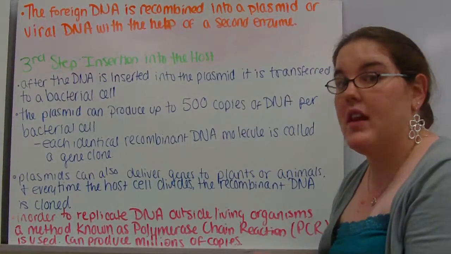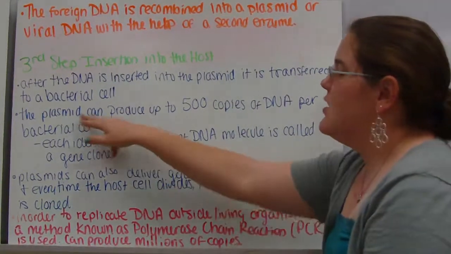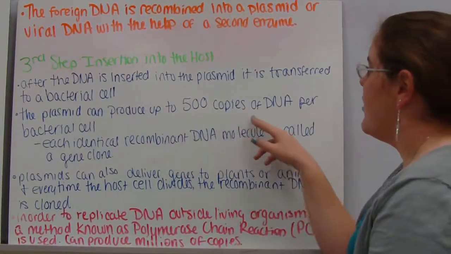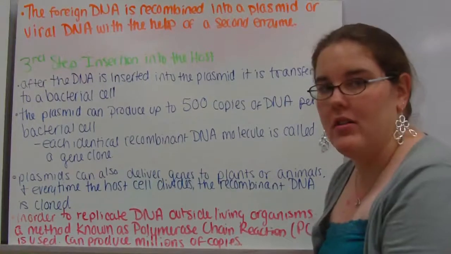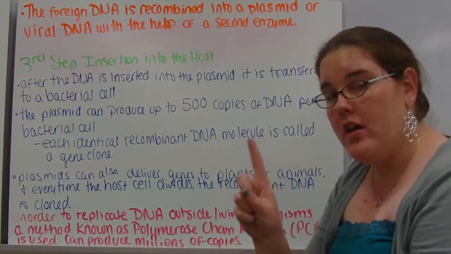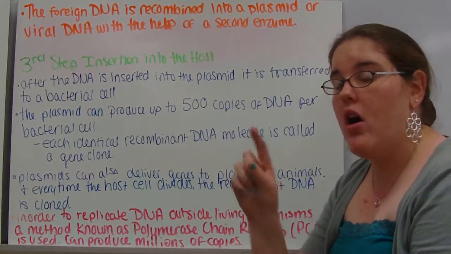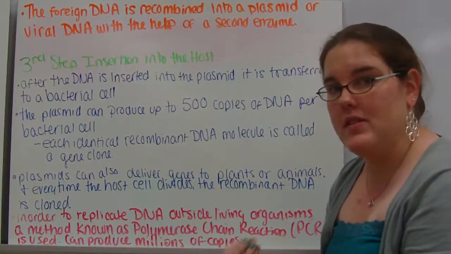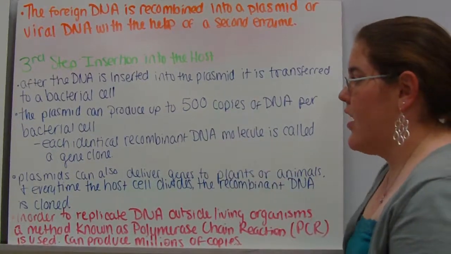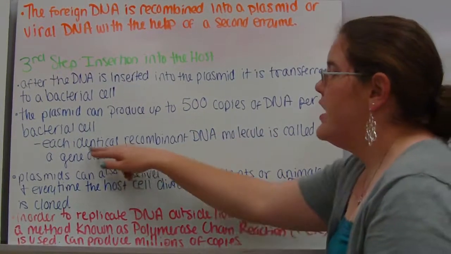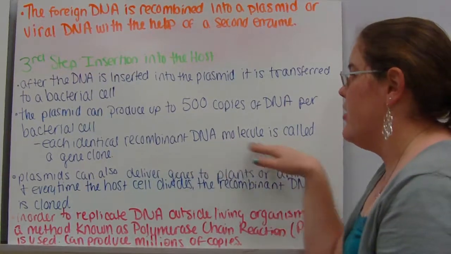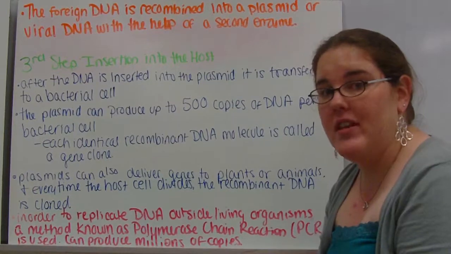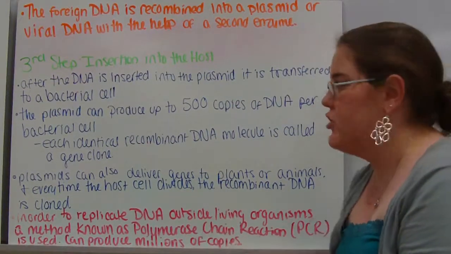Bacterial cells can replicate themselves very quickly. So this plasmid in one bacterial cell can produce up to 500 copies of DNA per bacterial cell. Taking one copy of DNA that we got from our original cell, like our firefly gene, after we put that into our bacterial cell, we can now produce up to 500 copies of it. Now those copies, each identical recombinant DNA molecule, is called a gene clone. It is the exact same copy of itself, a clone of those genes.